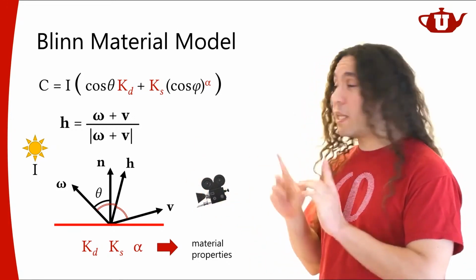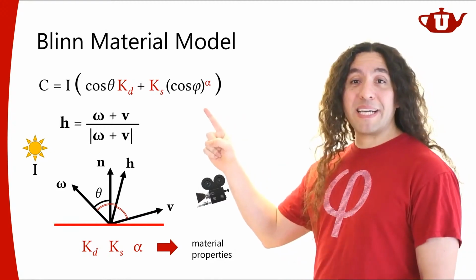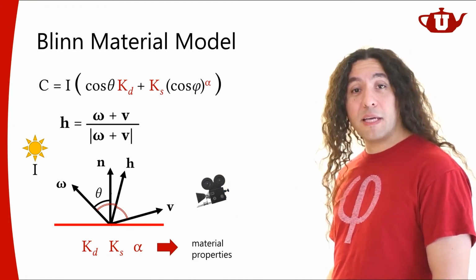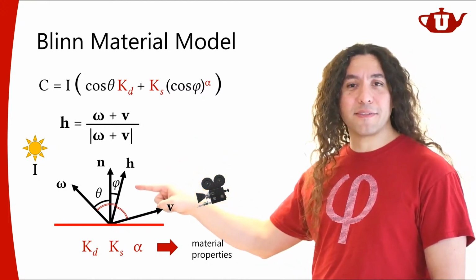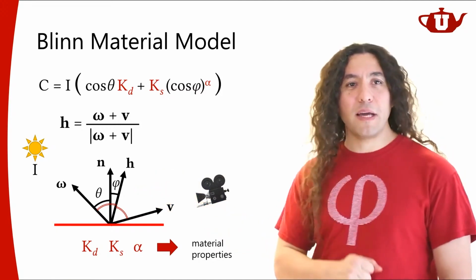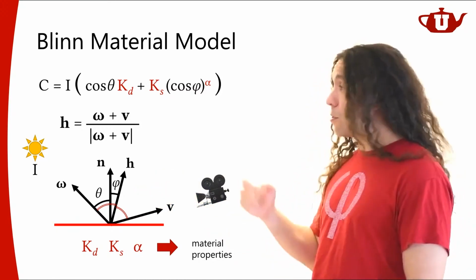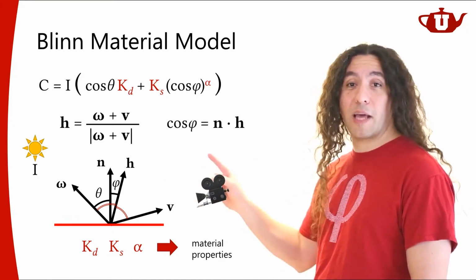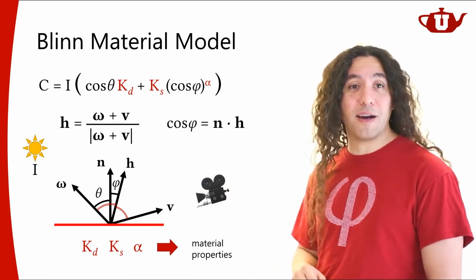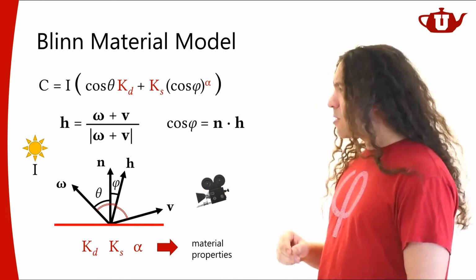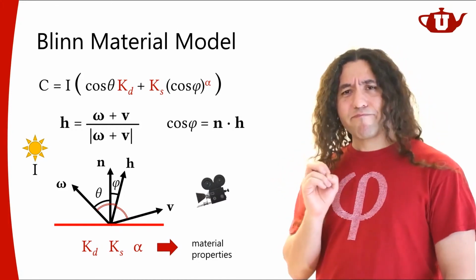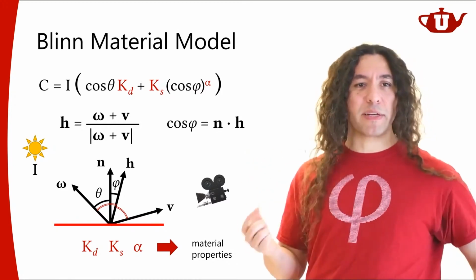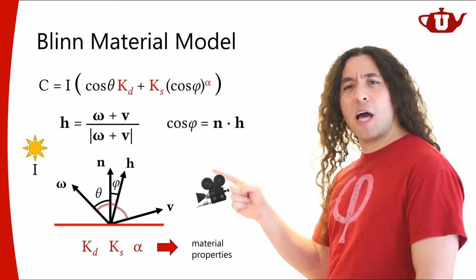So the Blinn material model is going to use the same equation, but it's going to define this phi differently. Phi is going to be the angle between the surface normal and the half angle. And that's going to be our Blinn material. And of course, I can compute cosine phi by taking the dot product of these 2 vectors, right? So n dot h is going to be cosine phi. Now the Phong material makes immediate sense. You look at the perfect reflection direction and you're around the perfect reflection direction. This one does not make immediate sense.